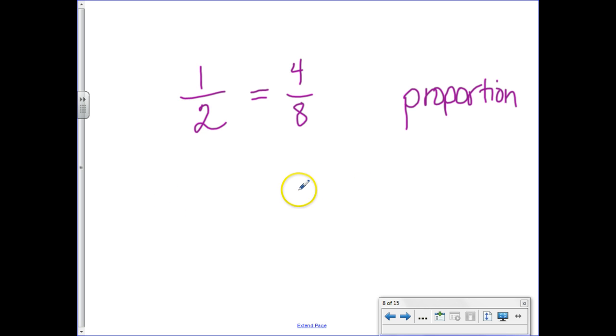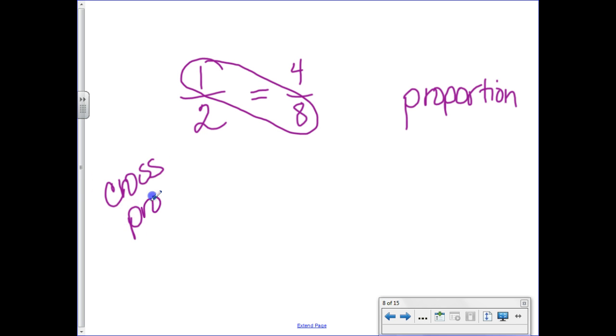But here is another interesting property about proportions that's always true. If I have two fractions that are equal, there's something about what we call the cross products. And these cross products, I'm going to write this down. These cross products mean take the numerator of the fraction on the left and the denominator of the fraction on the right and multiply those two values. 1 times 8 is 8.